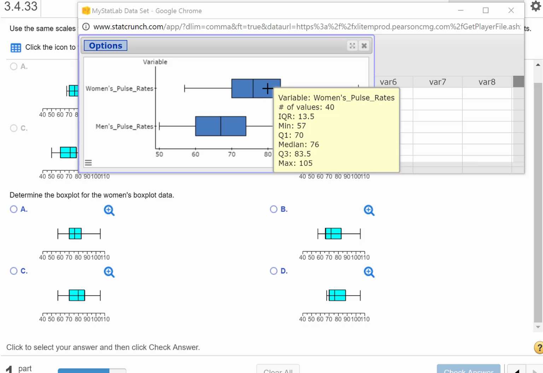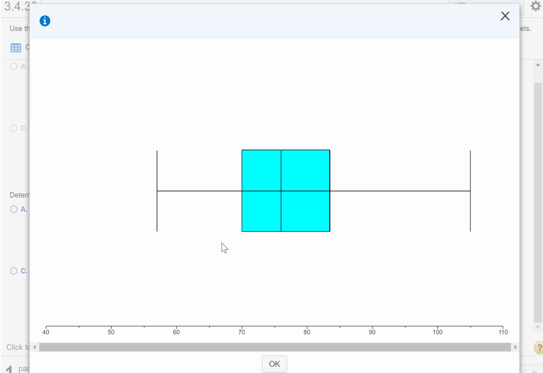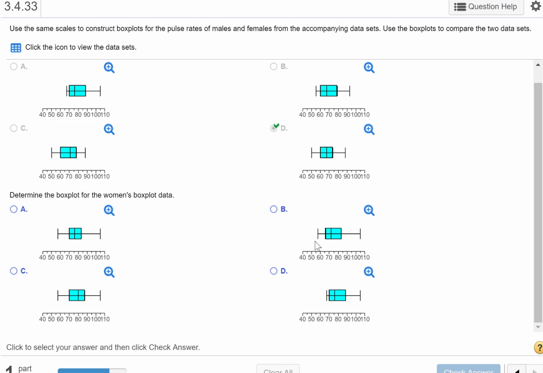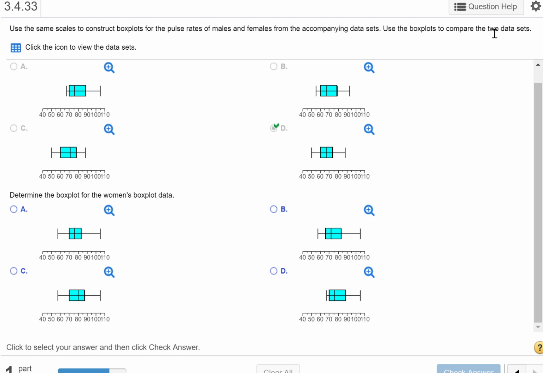Uh-oh. So let me hover my mouse over this box again. Let's look at the box. We're going from 70 to 83.5 with a median at 76. So let's blow this up a little bit. From 70 to 83.5, this one actually looks pretty good. But before I decide, let's look at these other ones. I know this is tedious. This is not what real life statistics is about, but it's hard to get them to have you graph these. So this one's a little too low, right? Here it's about 65 or so.